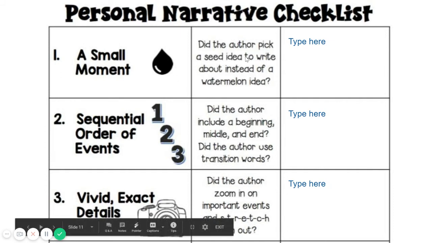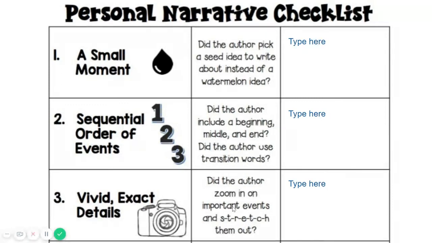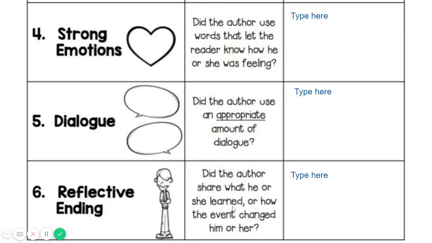Did she talk about a small moment? Were the events in order? Did she stretch out those moments and make you feel like you were there? Did you feel strong emotions? Was there speaking? Did the author balance explaining or getting the setting with dialogue? And did the author share what he or she learned? Did Patricia Polacco share how the event changed her?